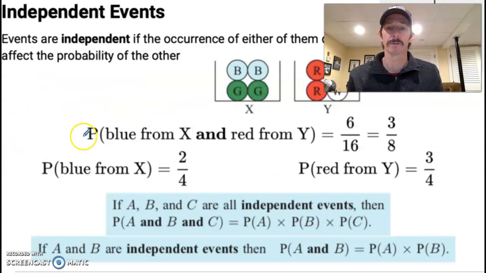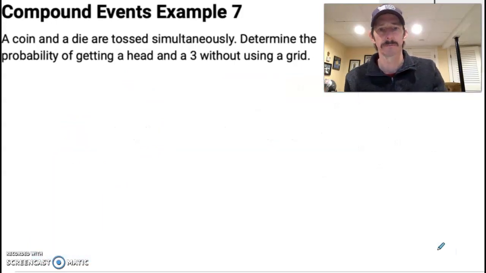And this continues if I am trying to do that with 3 events. So if you had a tree diagram with 3 branches, you just multiply along your branches and boom, boom, boom, you get your answer. All right, so compound events, example 7: a coin and a die are tossed simultaneously. So apparently you have a die in one hand, a coin in the other, and at the same exact time, boom, you shoot them. I want the probability of getting a head and a 3.